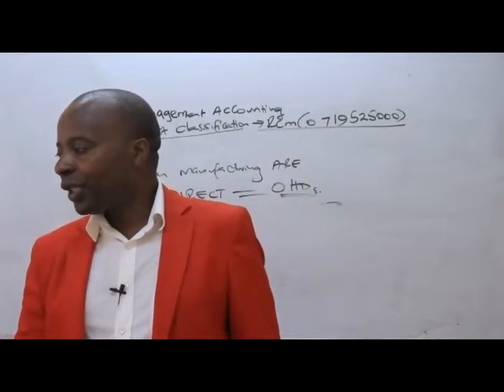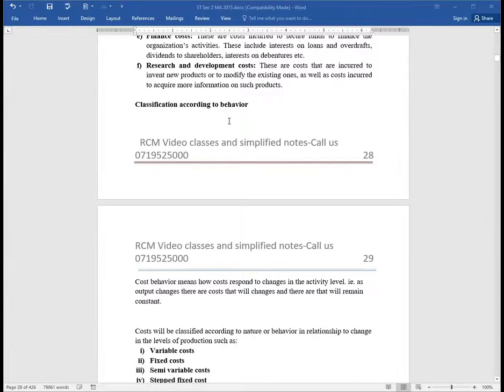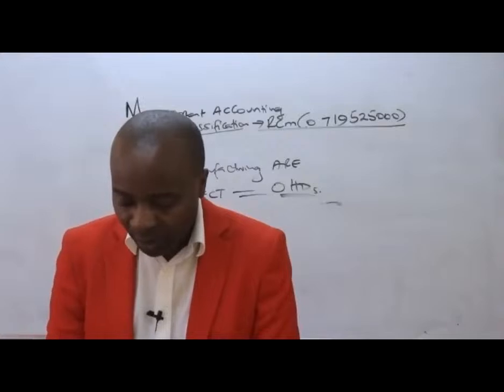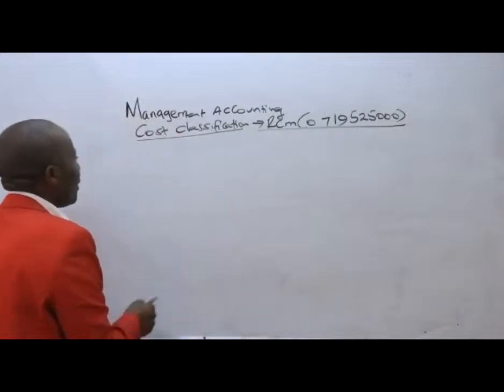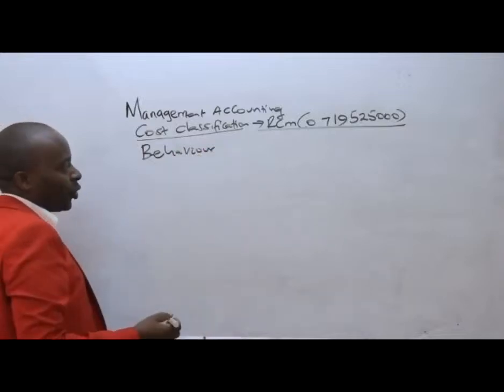Now we go to this other classification that we call behavioral classification, according to cost behavior. How do these behave? Ladies and gentlemen, costs will be classified according to nature or behavior in relationship to change in levels of production, such as variable cost, fixed cost, semi-variable, and then the stepped fixed cost. The most important thing that you're supposed to appreciate here in terms of behavioral classification is how they behave.